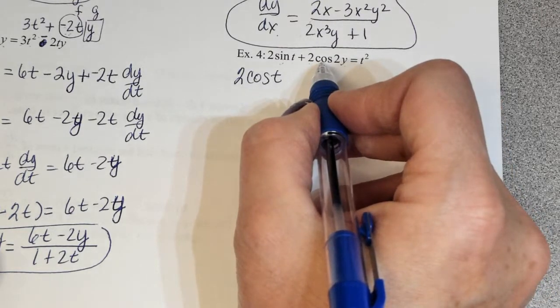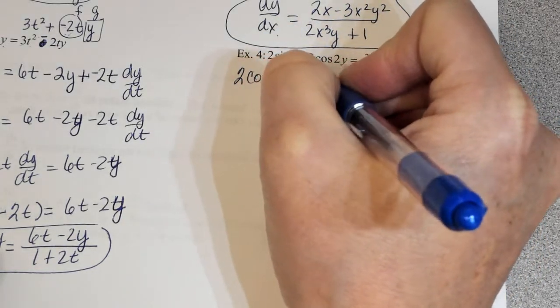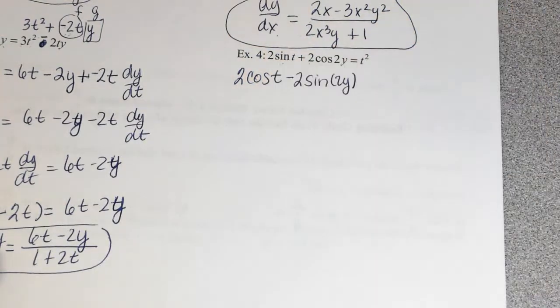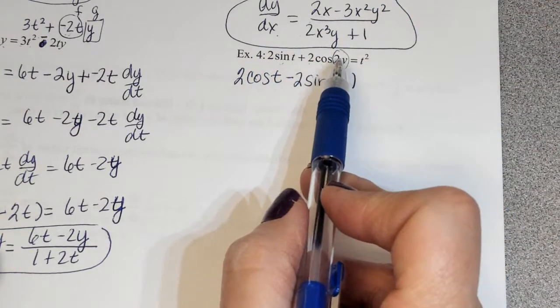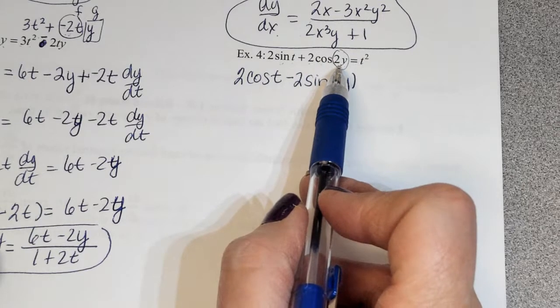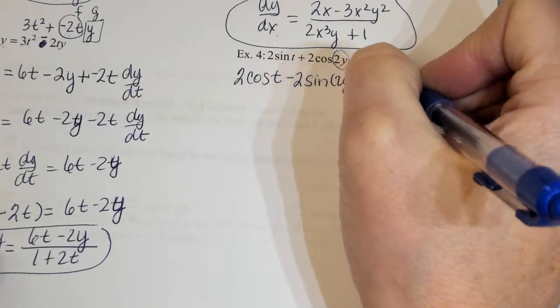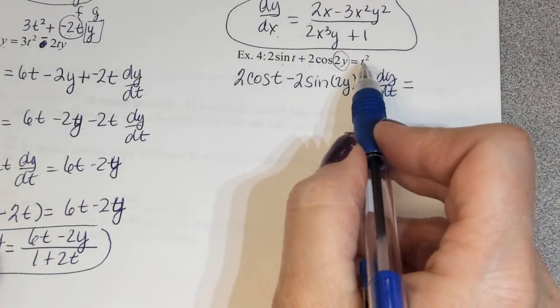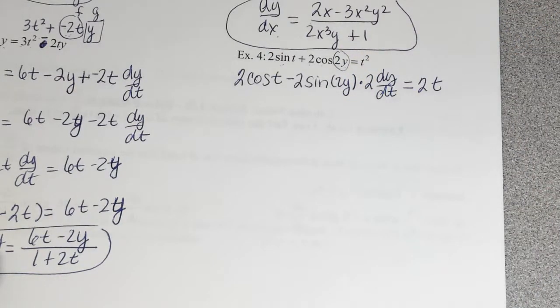Okay, now on this one, when I take the derivative of 2 cosine 2y, first of all, what's the derivative of cosine? Negative sine. So this is going to be negative 2 sine of 2y. But I'm not finished because I have to use the chain rule on this. I have to do times the derivative of 2y. What's the derivative of 2y? 2 dy dt equals, and what's the derivative of t squared? 2t. Okay, that's not so bad.